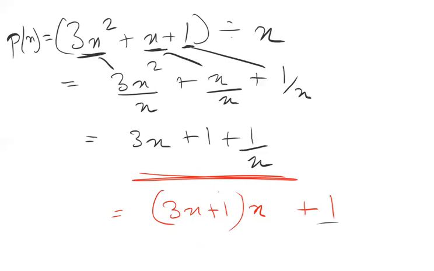So I wrote it like this. Okay. Now, this is your quotient. All right. And this, my friend, is the remainder.